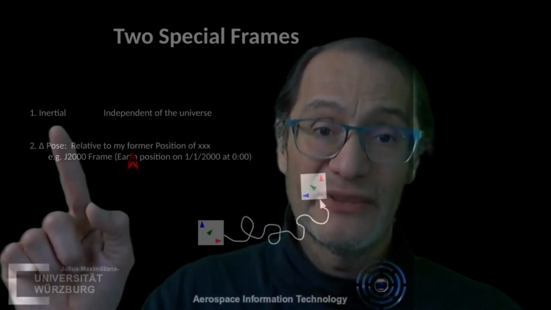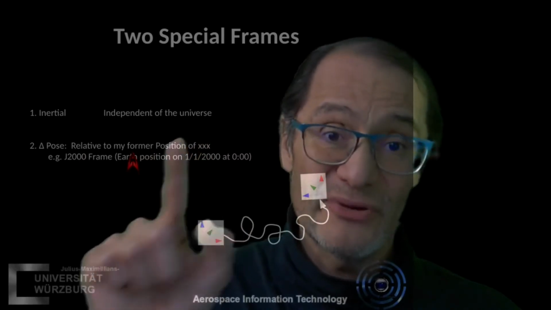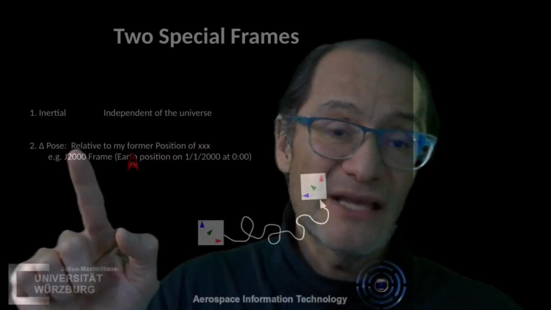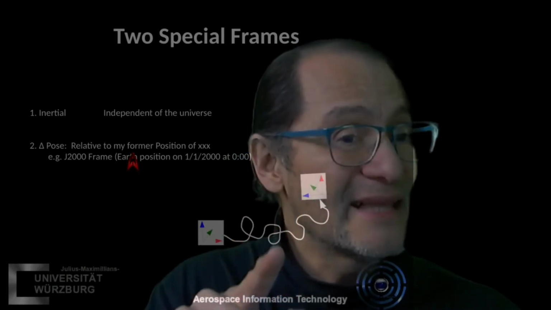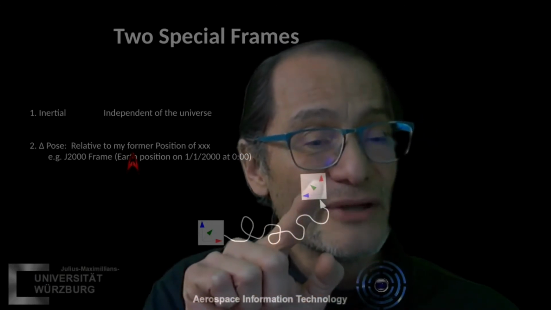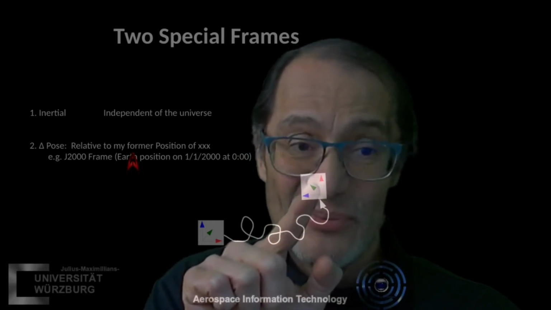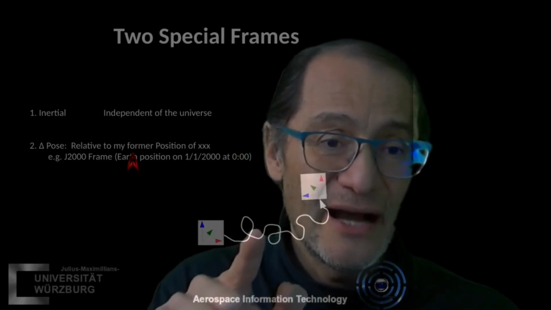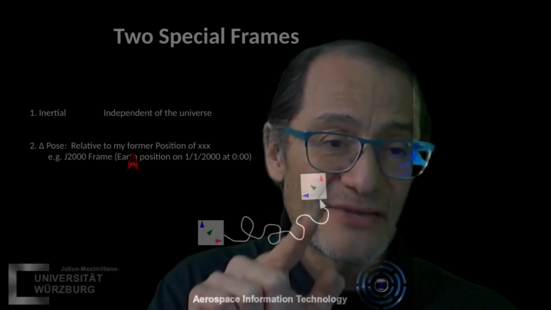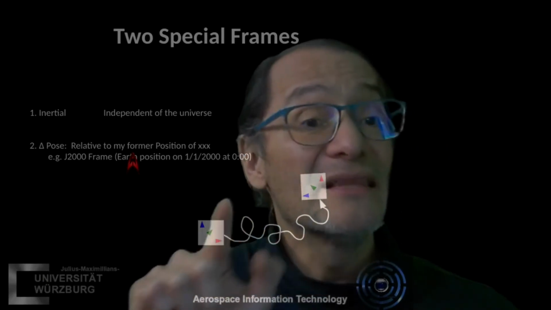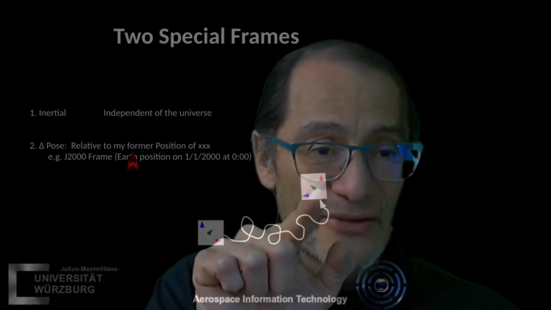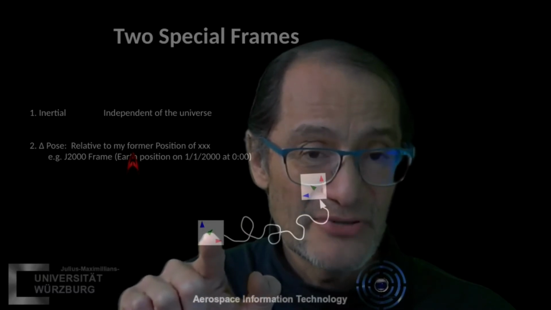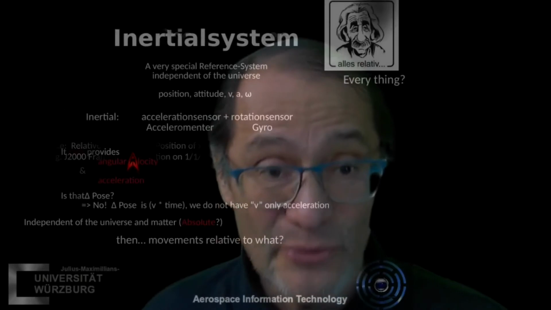Okay, but there are two very special frames. The inertial frame, which is independent from the universe. That is something very important. And the delta pose. The delta pose is what I use, for example, for relative navigation. If I know what was my position and my attitude at the beginning, and then I am moving, I keep integrating all my movements, and then I can compute what is my new pose. And remember, the pose includes the translation and rotation. So I am accumulating here all my translations and all my rotations, and I can have my new position relative to my first position. So we don't have an external coordinate frame. We are having only this relative to my original position.